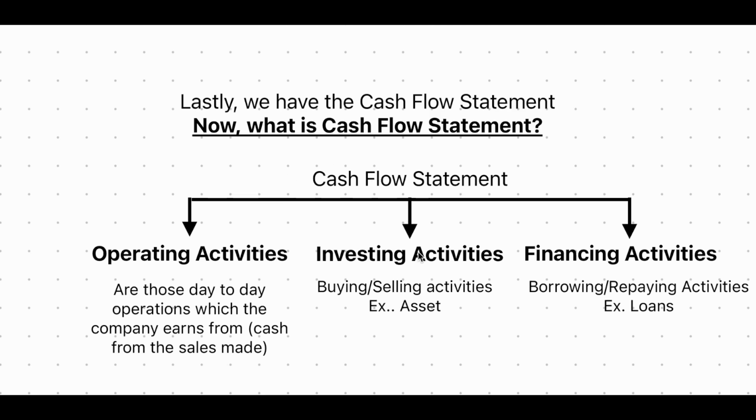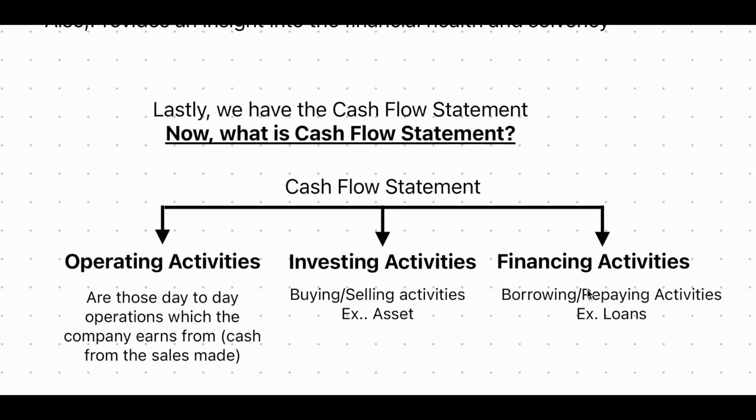Then we have investing activities. Investing activities is where the company is either buying or it is selling something. So it includes the buying and selling activities. Example, an asset. The company can buy the asset or sell the asset. Next is financing activities. Financing activities includes borrowing or repaying activities. Example, loans. The company can either borrow a loan or it can repay. So this includes all the financial activities that is being done by the company.